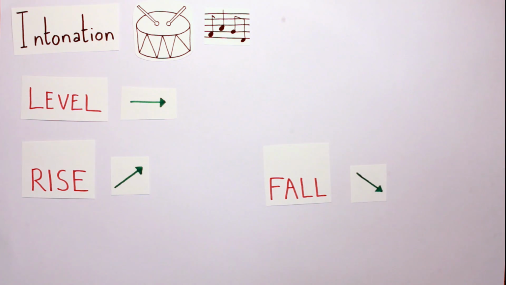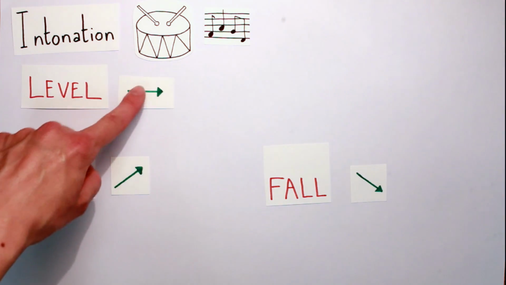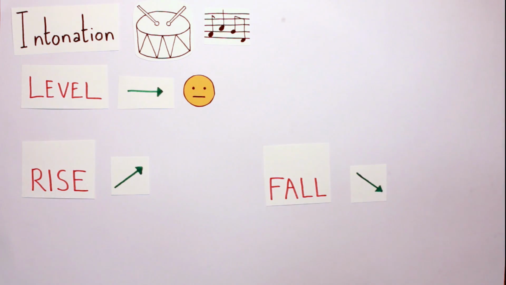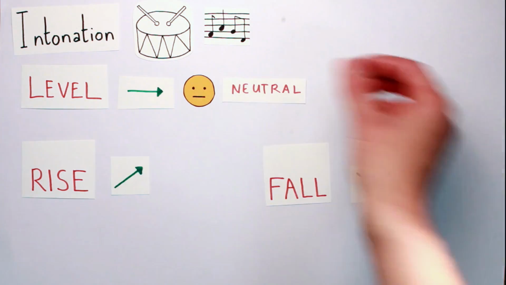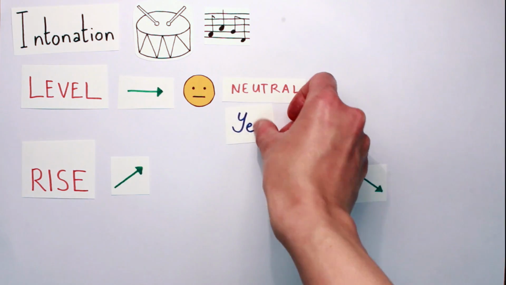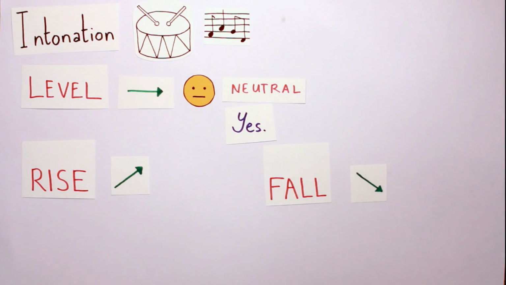Now, the intonation that you use, whether your voice goes up or down, conveys meaning. Level intonation is very easy because it's simply neutral intonation. You can hear that, for example, in the very short word yes, yes. Yes, with a full stop here, very neutral. It's just an answer, yes.